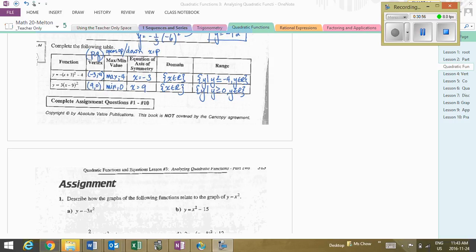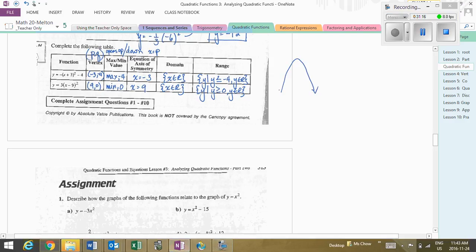The equation for the axis of symmetry is x equals p. We're looking at the p value of the vertex, or the x value of the vertex, so x is equal to negative 3. The domain is x is an element of the reals, since there's no context, so it's opening downwards and just going out and out and out. For our range, all of our possible y values, it's the set of y values such that y is less than or equal to negative 4, since negative 4 is our maximum, and y is an element of the reals.